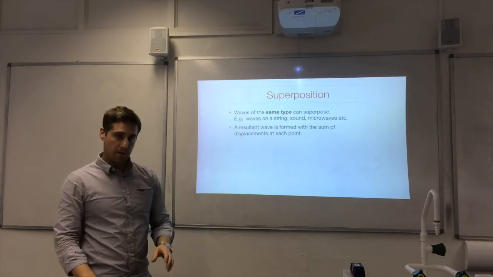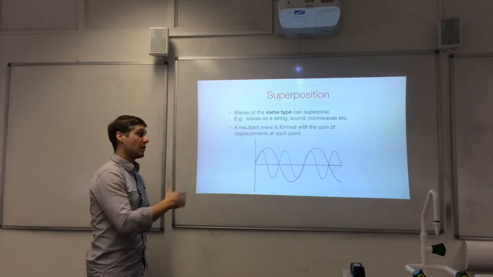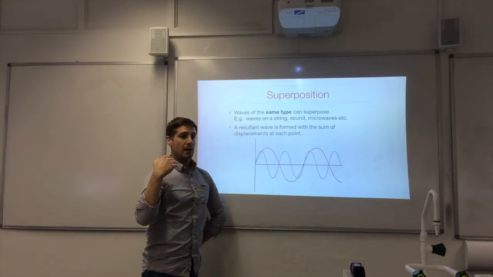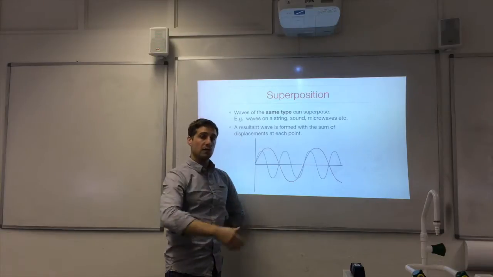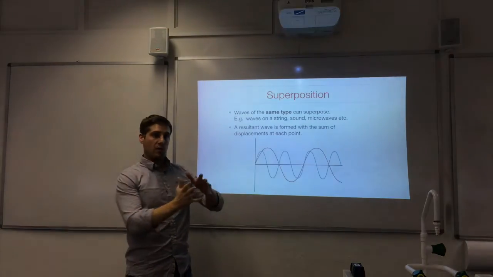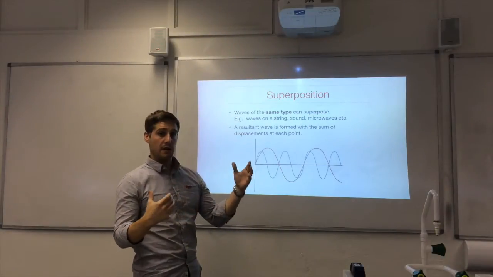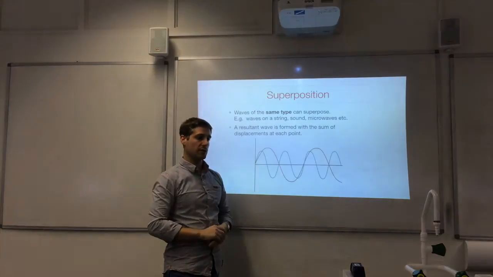So remember that wave displacement can be positive, it can also be negative. So that means that if we're adding up two positive displacements, they would give a positive resultant, and the total size of the displacement gets larger. But if you have a positive and a negative, then the sum will cause you to take them away, and so you can get a smaller resultant displacement.